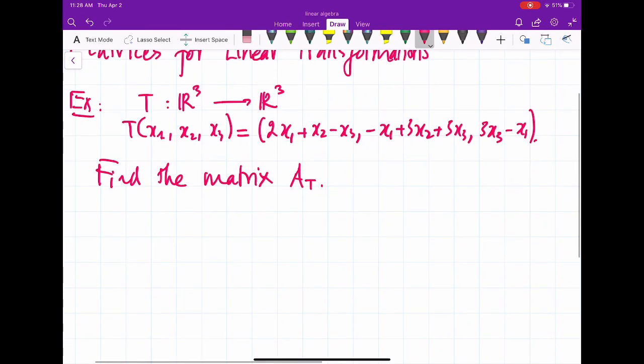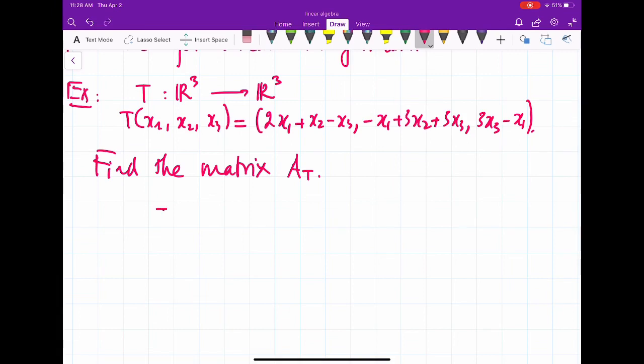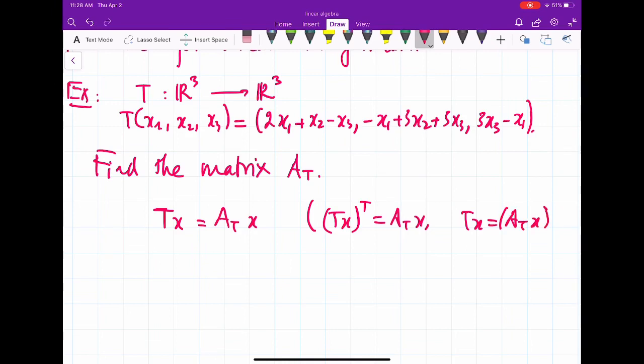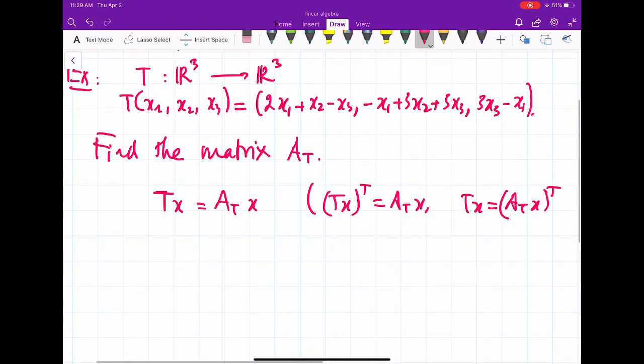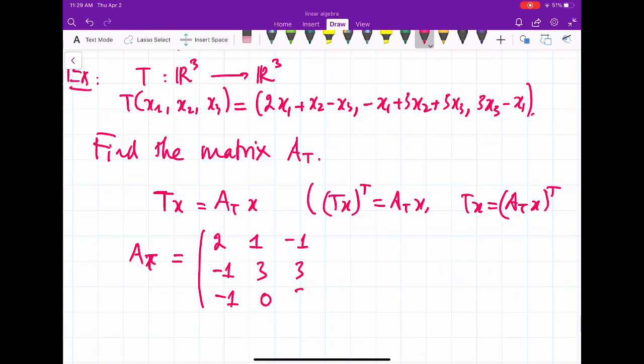So we know that T(x) equals A_T x. Or, it depends on how we write this relation. Sometimes you may see T(x) transpose equal to A_T x, or T(x) equal to A_T x transpose. All right, so from this relation, we can see the matrix A_T is nothing but [2, 1, -1; -1, 3, 3; -1, 0, 3].